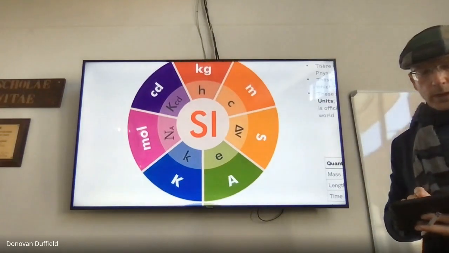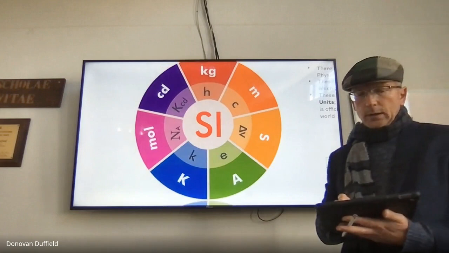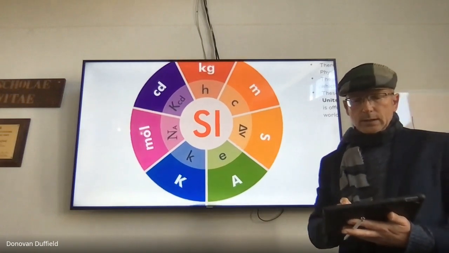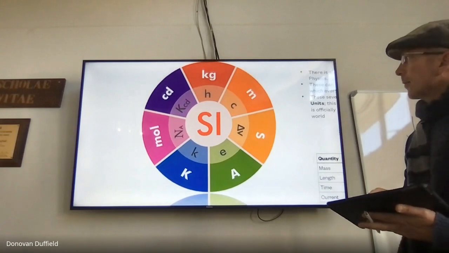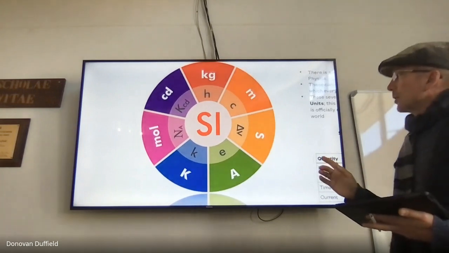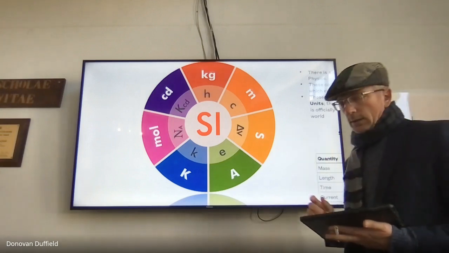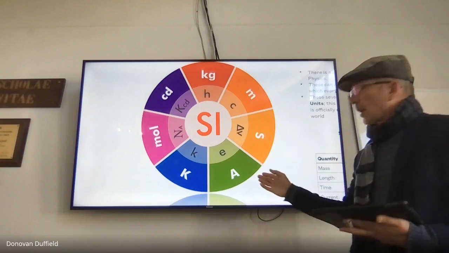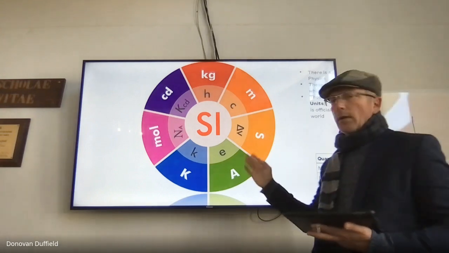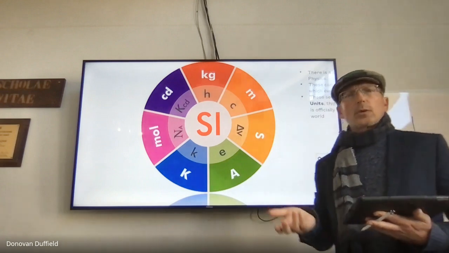So when we look at the SI system, we can see that on the outside we have the kilogram, which is for mass. We have the meter, which is for distance. We have the second, which is for time. We have the ampere, which is for electrical current. We have the Kelvin, which is for temperature, what we also call absolute temperature.